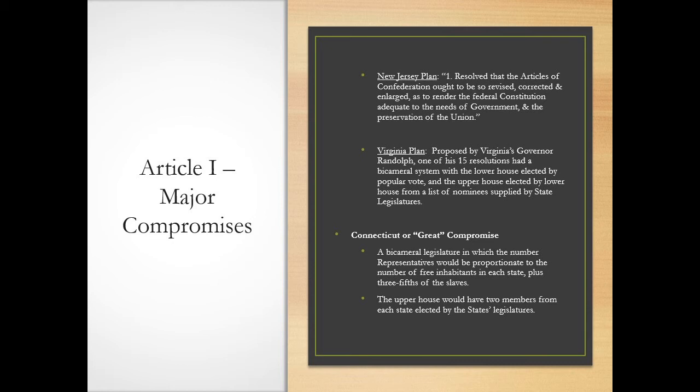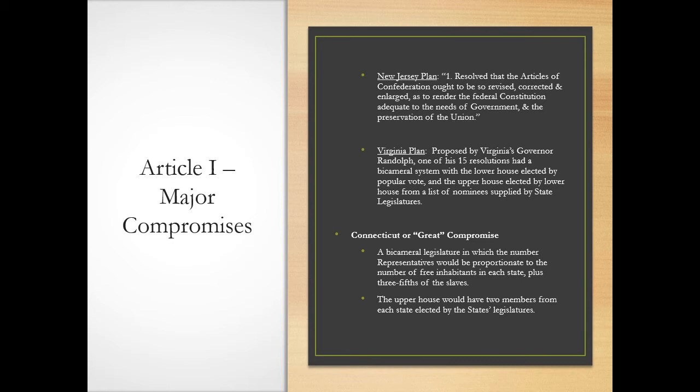The lower chamber would be proportionate to the number of free inhabitants in each state, plus 3/5 of the slaves, and I'll talk about that in a minute. And then the upper house would have two members from each state elected by their state legislatures. Madison, of all people, in the end saw the wisdom of this, because he saw that the states had a representation in addition to the people in Congress.